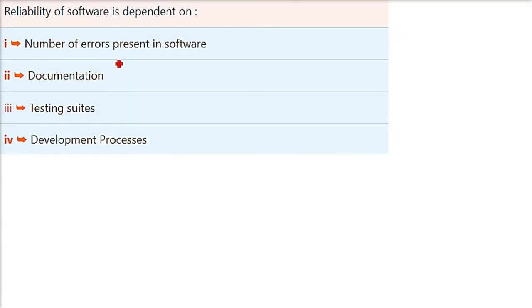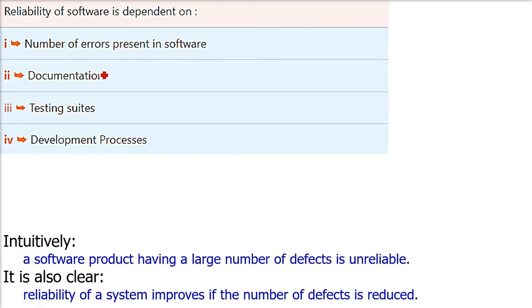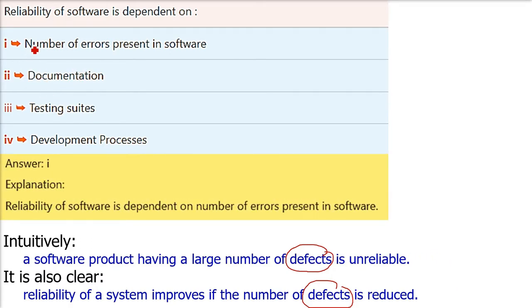Same question with a different twist. Reliability of software is dependent on what? Defects. Because more defects, unreliable. Fewer defects, more reliable. Because reliability increases if the number of defects is reduced. So again, the answer here is the number of errors present in software. So the first is the correct answer: number of errors, defects present in the software.